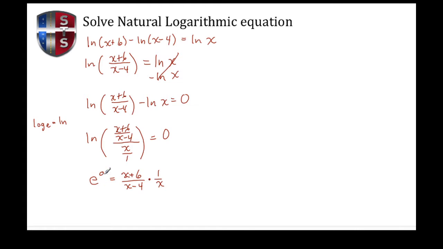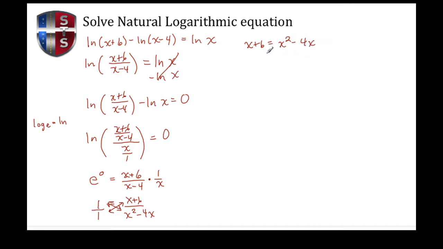e to the 0, matter of fact, any number to the 0 power turns out to be a 1, and now I'm going to multiply straight across my numerator and denominator. 1 times x plus 6 is just x plus 6, and then x times x minus 4. I distribute this x to end up with x squared minus 4x, and I'm going to make this 1 have a denominator of 1. At this point I can cross multiply to get rid of the fractions to make this easier to solve. So 1 times x plus 6 gives me x plus 6, and then 1 times x squared minus 4x gives me x squared minus 4x.